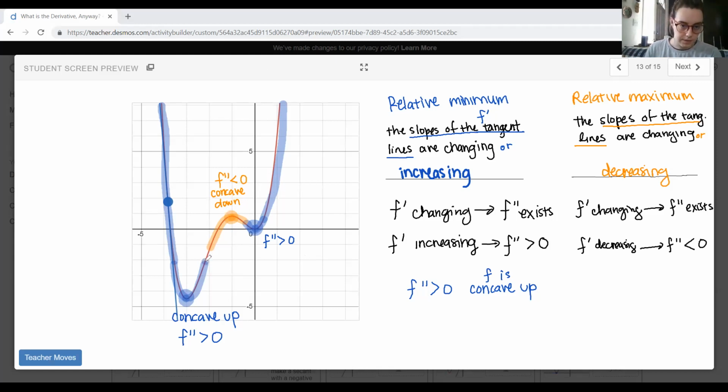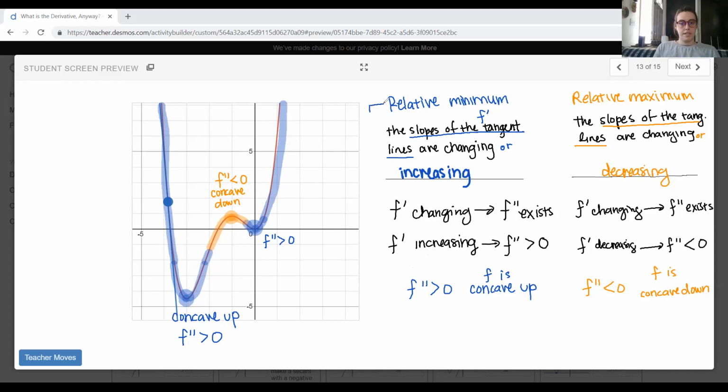So I'm gonna just kind of fill this in. I didn't really do that part. So an f double prime is negative. That means our original function is concave down. So this is some new information, and it's using the second derivative.